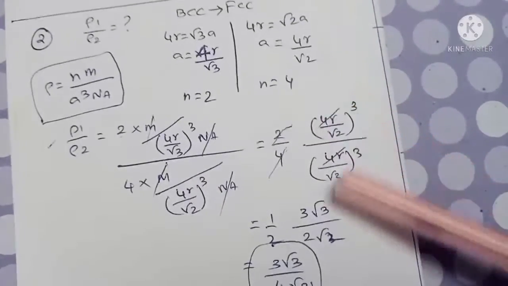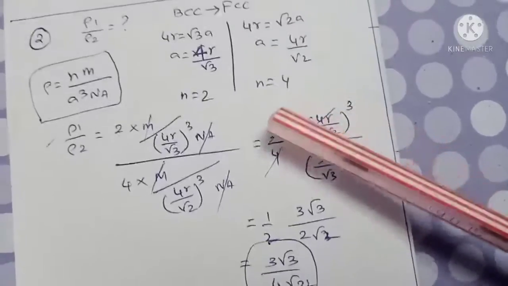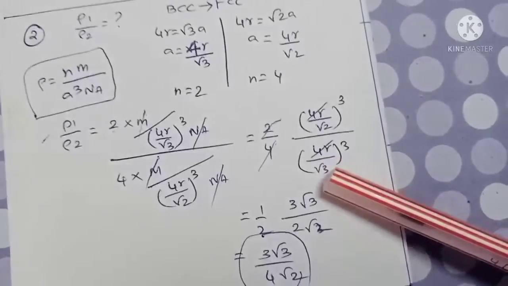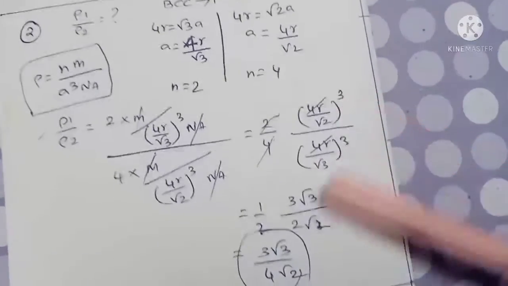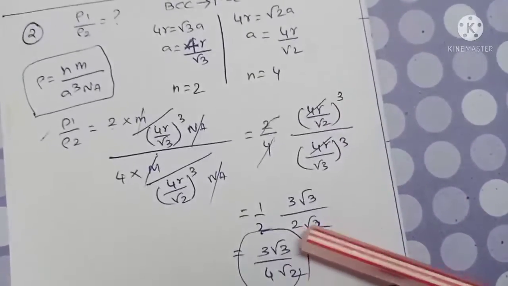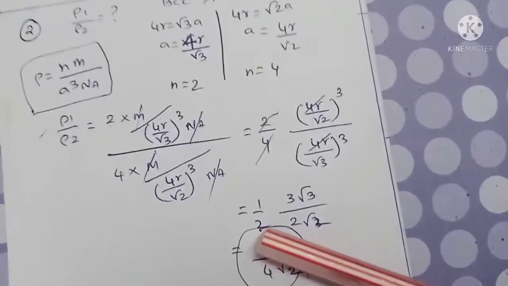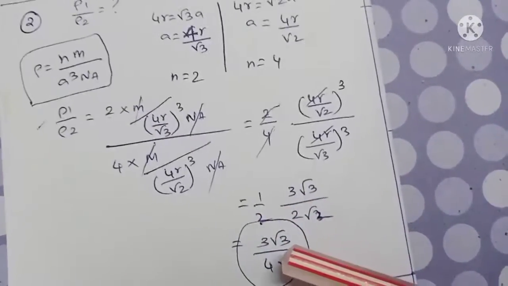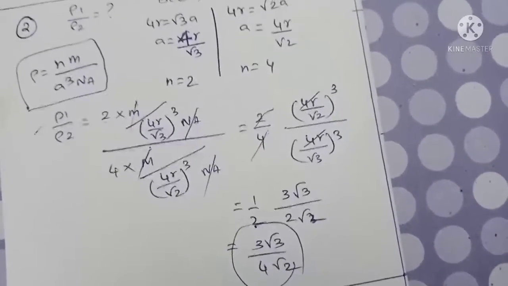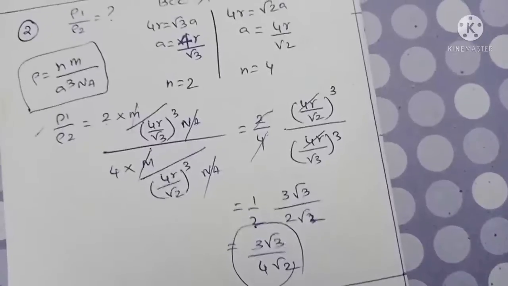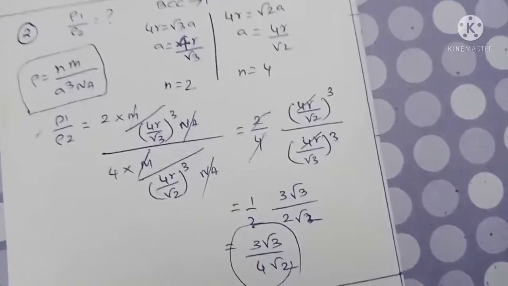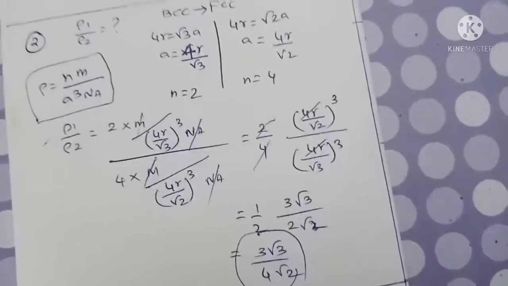Now I can cancel 4R in the numerator as well as the denominator, and this 2 by 4 also becomes 1 by 2. Now root 3 whole cube goes down, which is 3 root 3, and root 2 whole cube comes up, which is 2 root 2. So when I multiply the denominator numbers, I am getting 3 root 3 divided by 4 root 2. So that is the answer. This is the ratio between the densities of iron when it is transformed from the body centered cubic lattice to the face centered cubic lattice.